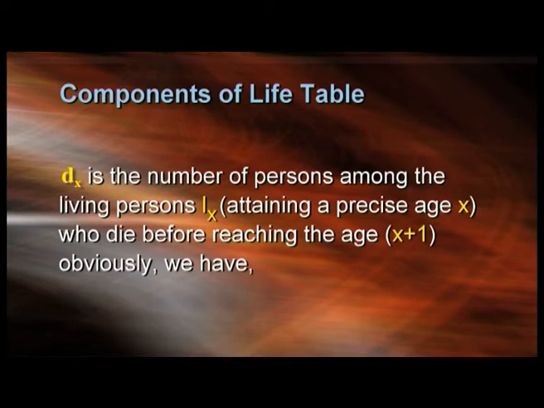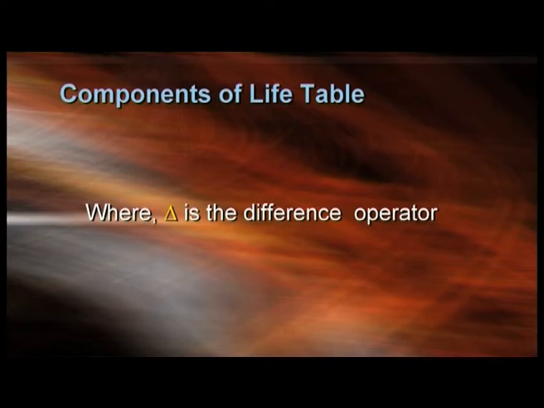d_x is the number of persons among the living persons l_x attaining a precise age x who die before reaching the age x+1. Obviously, we have d_x equal to the number of persons living at age x minus the number of persons living at age x+1, that is, l_x − l_(x+1), which is equal to −Δl_x, where Δ is the difference operator.